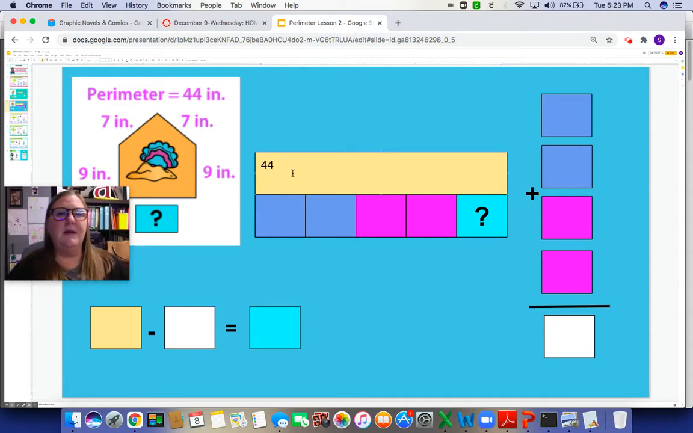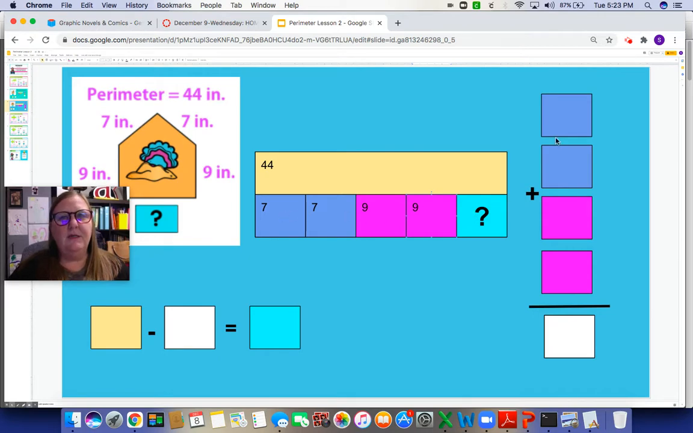So up here it tells us that our perimeter for the whole shape is 44. I'm going to type that in the yellow box. And I have two pieces up here that are 7. So I'm going to type a 7 and a 7. And then I have two other sides that are equal to 9. And of course we have our missing side, which we do not know yet.